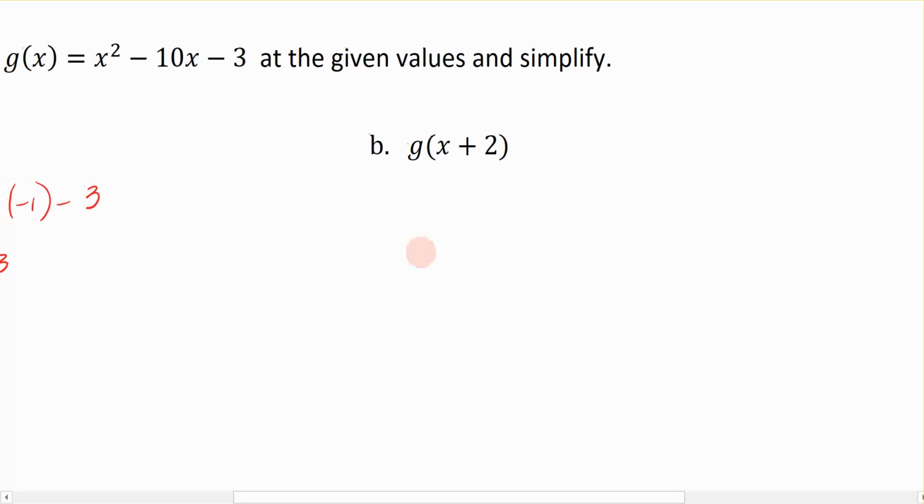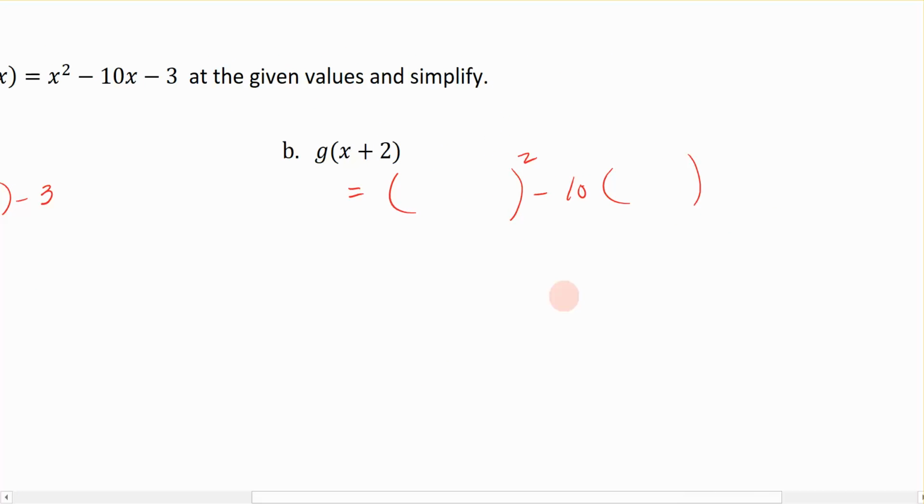Let's evaluate my function g of x at x plus 2 this time. So when I do that, I know I'm going to replace the x values with x plus 2. So I like to go in here, I'm going to put a large set of parentheses representing my first term, which is squared, minus 10 times something, make that a little smaller, minus 3. Now, what goes in the parentheses is this x plus 2. So I have x plus 2 here and an x plus 2 here. And now I know what I am evaluating.